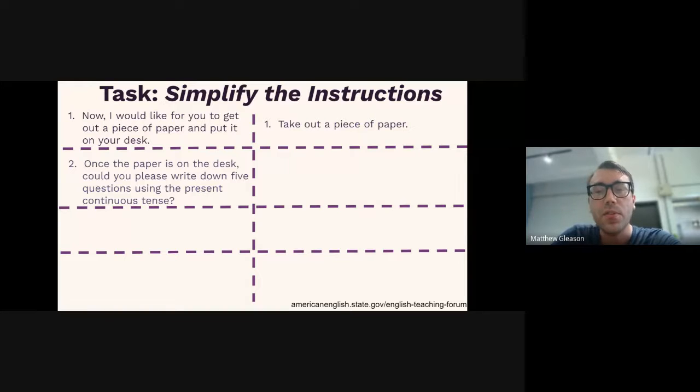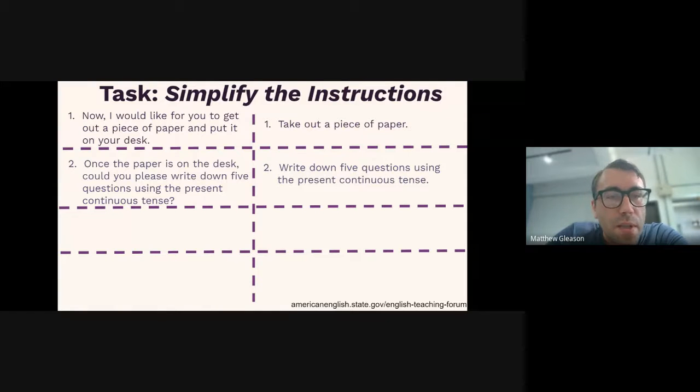Write 5 questions using -ing verbs. Excellent. So this example had, write down 5 questions using the present continuous tense. So I think Avery and Evan, I would say yours is a little better for me at least, because "-ing" verbs, it's intuitively explaining the grammar. So students are more able to follow along with "-ing" verbs than present continuous tense.